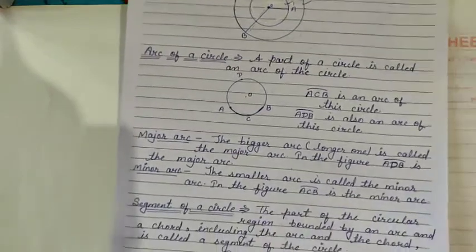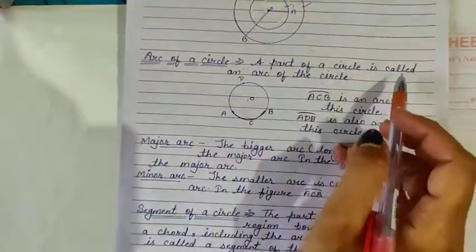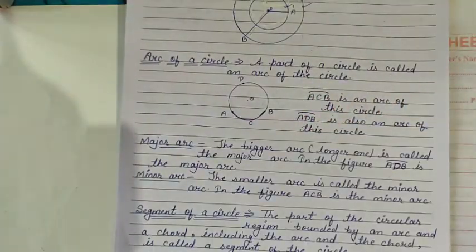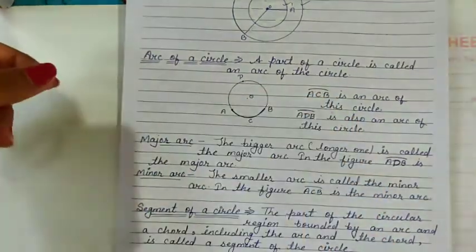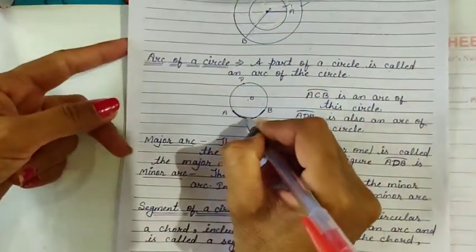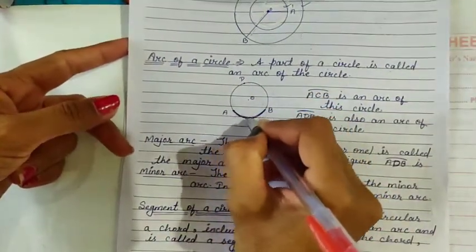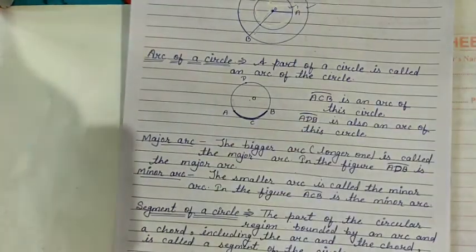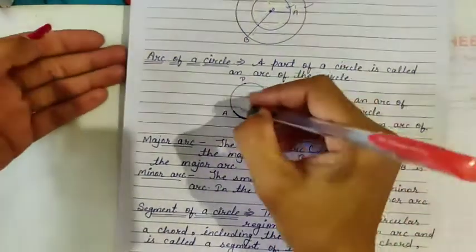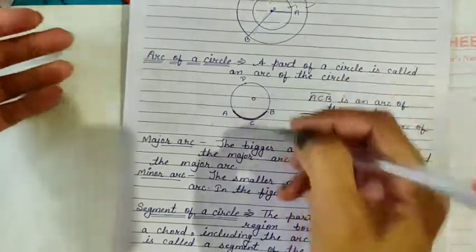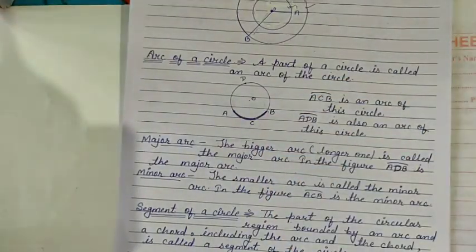Now, arc of a circle. A part of a circle is called an arc of a circle. Students, this is a circle, and this part ACB is a part of this circle, so this is called an arc of this circle. And this part ADB is also an arc of a circle.